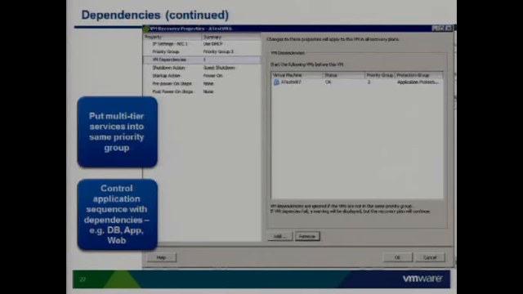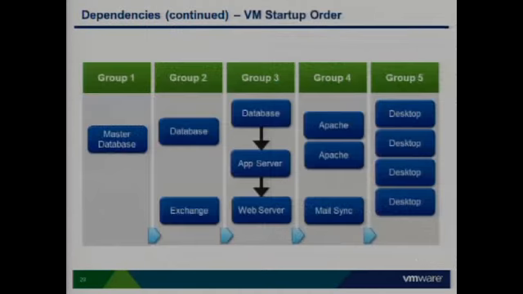So we can now create a matrix for our start sequence for our virtual machines. I can create something that looks like this. Group 1 will have my master database. Group 2 has a database and an Exchange server. So Group 1 must complete first, then both a database and an Exchange server will start in parallel. Then we wait until those are both operational, then we start Group 3. But the web server won't start until the app server starts, and the app server won't start until the database server starts, or completes its boot, I should say.